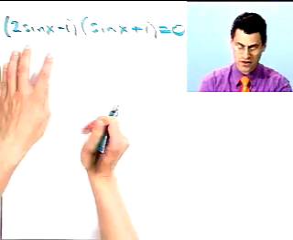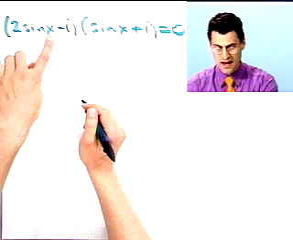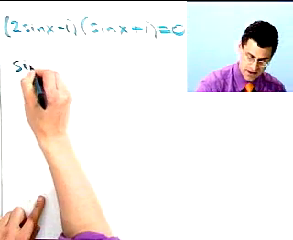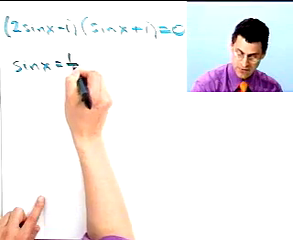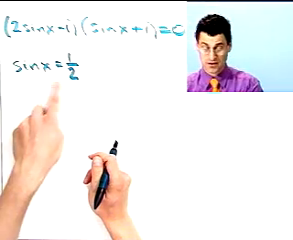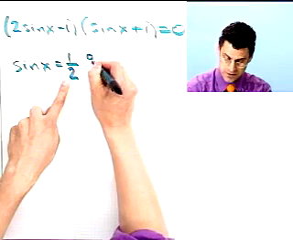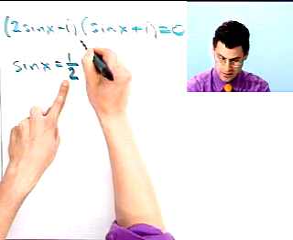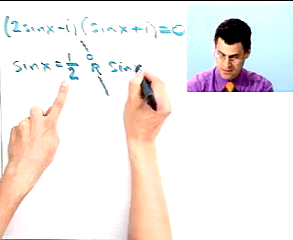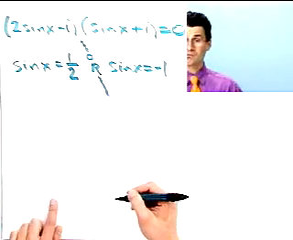So either this equals 0. If 2 sine x minus 1 equals 0, that means that sine of x must equal 1/2, right? Because I'd bring this over to the other side as a plus 1 and divide both sides by 2, so I'd see this. Or the other possibility is that this equals 0, which means sine x equals minus 1.